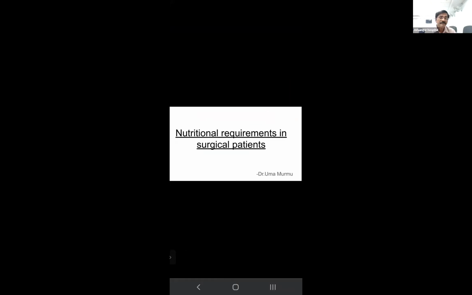I am presenting nutrition requirements in surgical patients. The goal of nutrition support in the surgical patient is to prevent or reverse the catabolic effect of disease or injury, to meet the energy requirements for essential metabolic processes and tissue repair, to meet the substrate requirements for protein synthesis. First, we have to estimate the energy requirements of the patients.